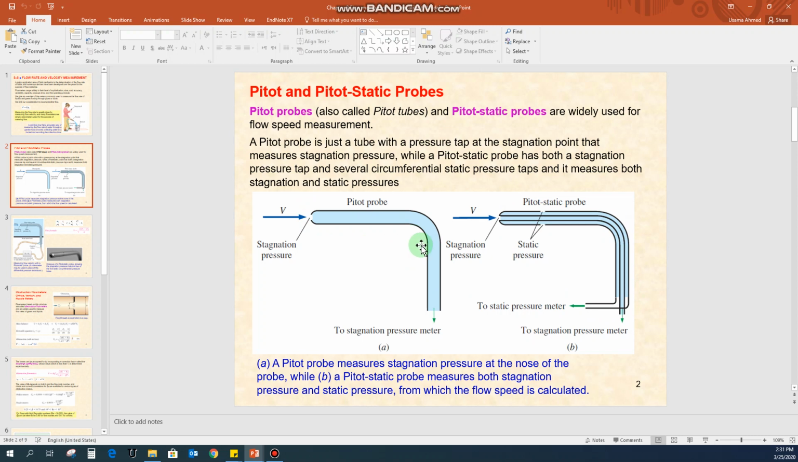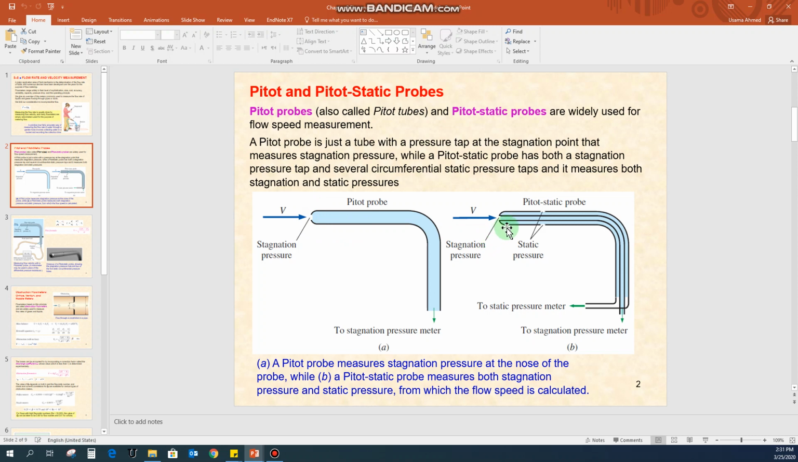Now in the pitot probe, we can see that there is only one hole at the tip of this pitot tube, from where we can measure the velocity of a fluid in the pipeline at a certain level. We can move this pitot tube up and down in the pipeline to get the velocity of a particular layer of the fluid. At the tip of this pitot tube, the velocity of the fluid becomes equal to 0, and the velocity head is converted into the pressure head. So this point, we can call the stagnation pressure.